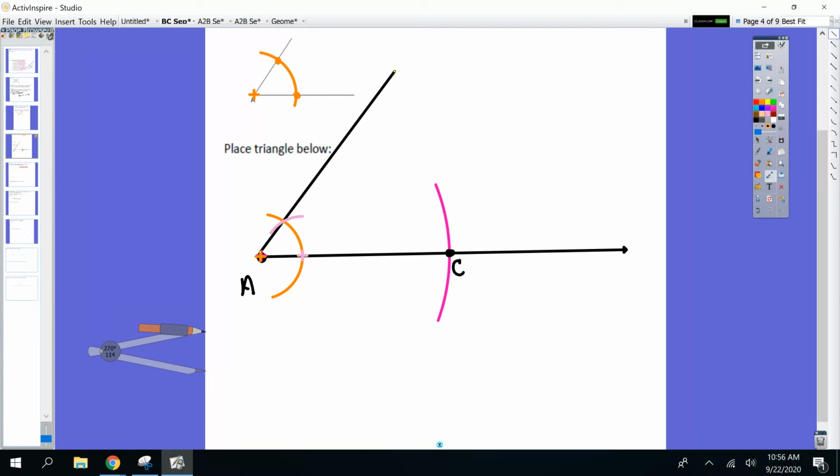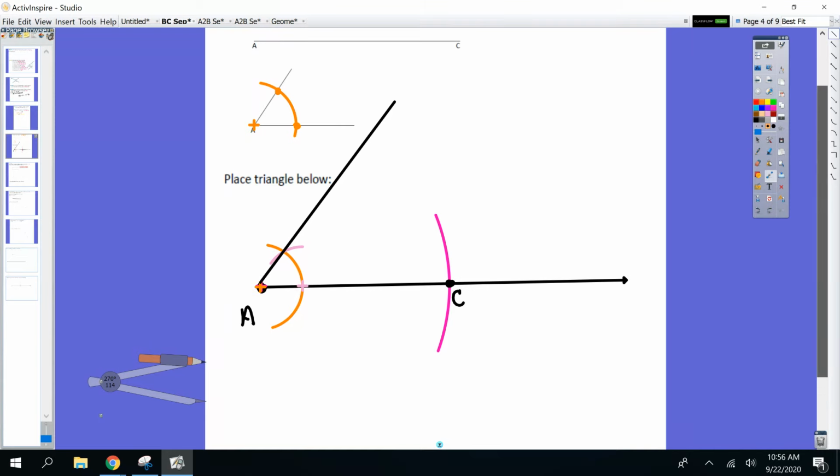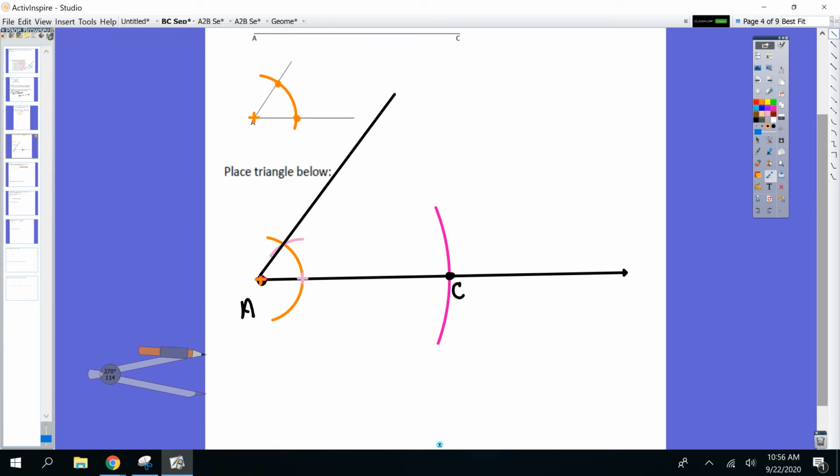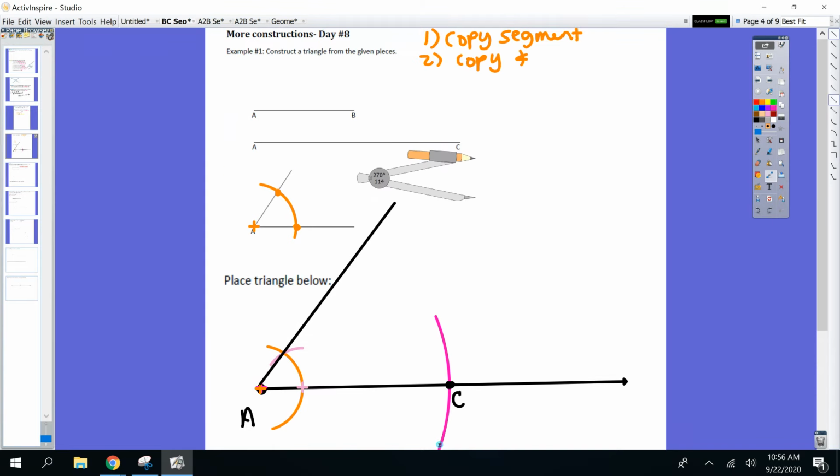Take your compass. Whatever segment you have not measured yet, please measure it. For me, it's AB. For you, it may be AC. I don't know. So go ahead and measure it. So I open it up that length.